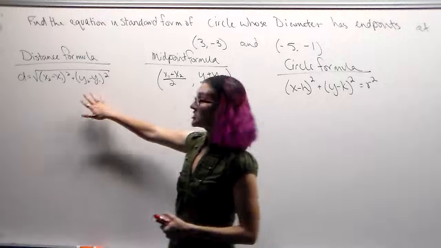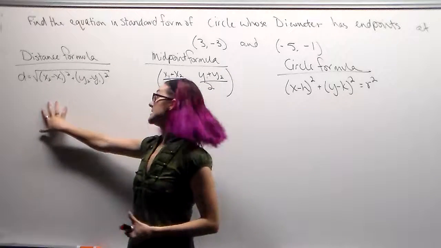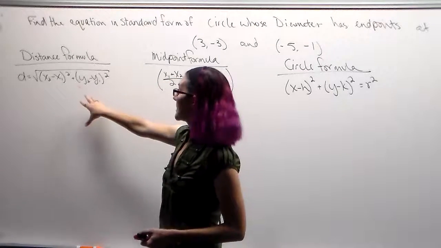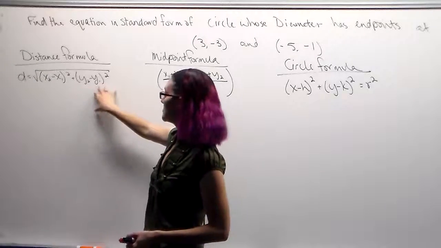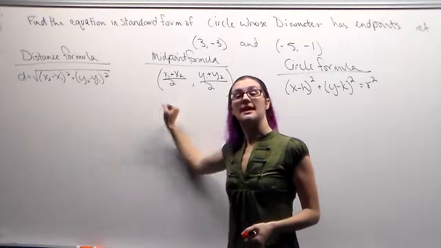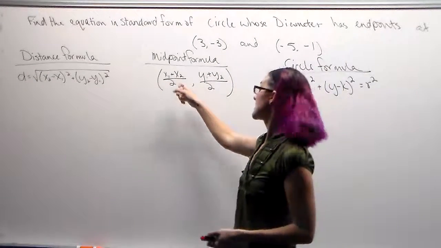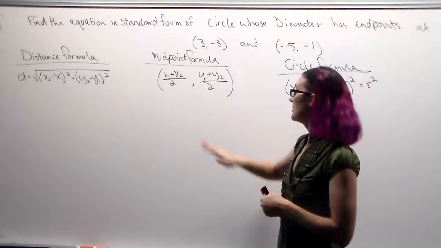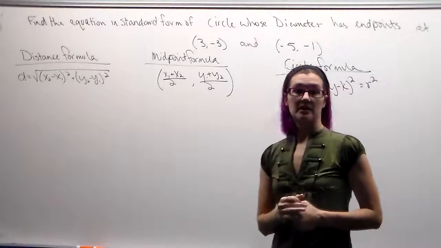The next one you're going to need is your distance formula. That's d = √((x2 − x1)² + (y2 − y1)²). And then lastly is the midpoint formula. That's (x1 + x2)/2 and (y1 + y2)/2.